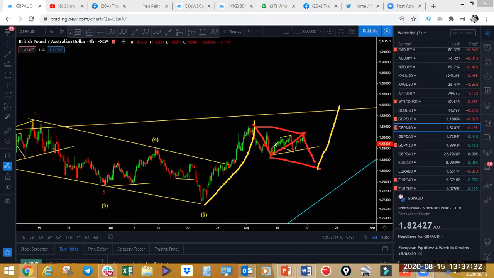All right, so that is a structure that's going to be an A, that's going to be a B, and look for a C to resume the move to the upside. That is if we get a reversal indication at that level. As it is now, we're getting a sign for downside.